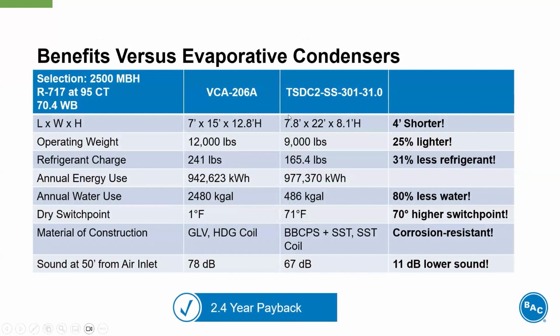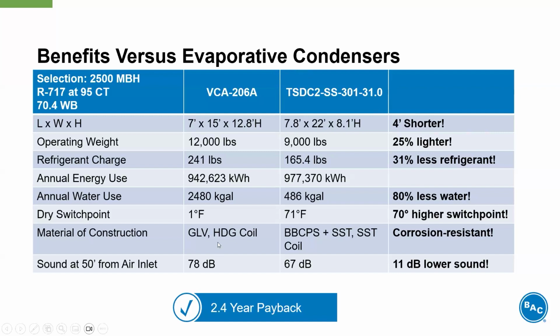So again, comparing an actual equipment selection, we're at that medium capacity range in the dry climate conditions. The adiabatic product is a larger footprint, but it is 4 feet shorter, and that's pretty common when comparing adiabatic and evaporative. You'll find that adiabatic units tend to be shorter. The operating weight is 25% lighter in this case, and the refrigerant charge is 30% reduced. In this case, we're using 80% less water than the evaporative condenser.